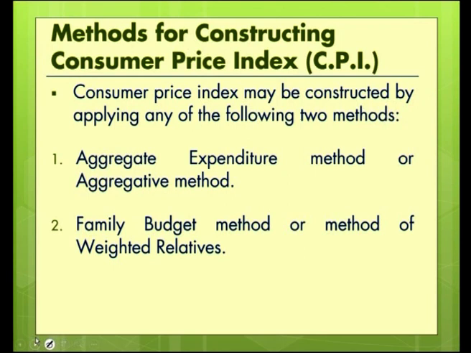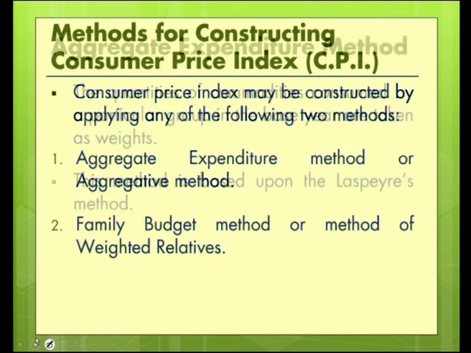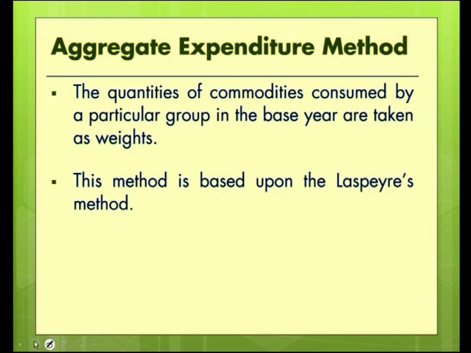Consumer price index may be constructed by any of the following 2 methods, that is aggregate expenditure method or aggregative method, or family budget method or method of weighted relatives. Now, what does the aggregate expenditure method say? The quantities of commodities consumed by a particular group in the base year are taken as weights, and this method is based on the Laspeyres method, which we have used for calculating price index numbers and quantity index numbers. So, Laspeyres method is best applied for calculating the consumer price index by aggregate expenditure method.